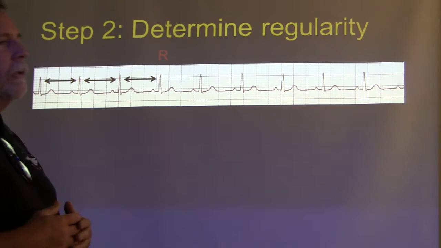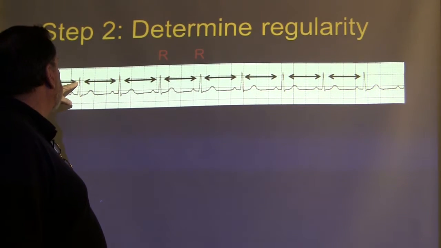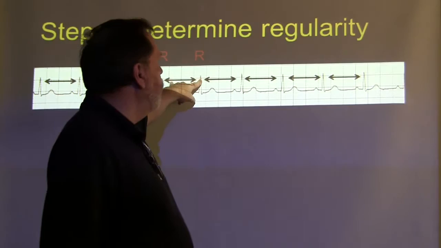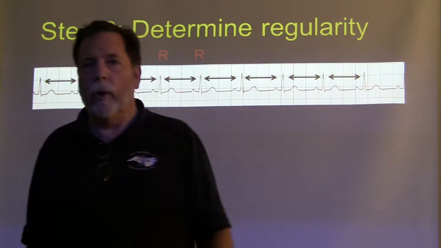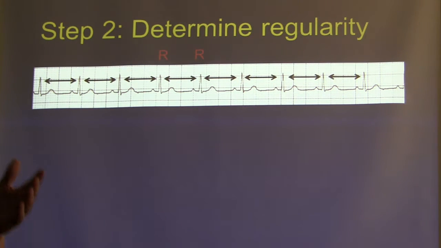Okay, the second thing is determine regularity. Again, what we're looking at is basically the same amount of time between each one of these QRS waves, or the R waves. Yes, it is. Actually, with experience, you'll be able to glance at it and see that it is. I can glance at it and tell you that yes, that is normal, and it's regular. And the nurses and the doctors do the same thing. Even if it varies just a little bit, it's not a big deal. But I'm telling you, they can glance at it and tell you, and you will be able to do that as well.